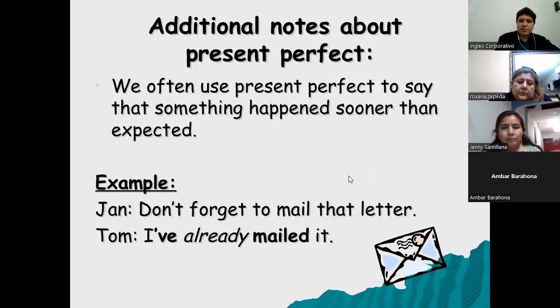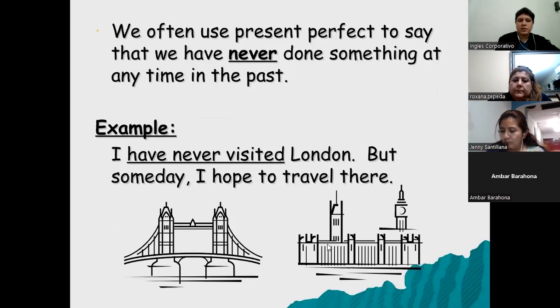Now, let's see. We often use present perfect to say that something happened sooner than expected, okay? So, for example, don't forget to mail that letter. I've already mailed it, okay? Dice que lo utilizamos para decir que algo ha pasado recientemente, right? El present perfect. So, el ejemplo, no te olvides de enviar la carta. Ya la he enviado, okay? Like this one. I have already mailed it, okay? Like this one. And we say, we often use present perfect to say that we have never done something at any time in the past, okay?